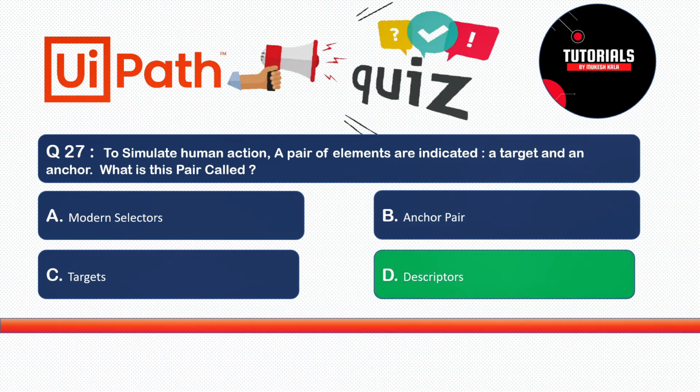And the correct answer is descriptor, which is a feature, or I would say a property of the modern design experience. We have two designs, classic versus modern. In modern we have something called a descriptor, which is nothing but target plus anchor.